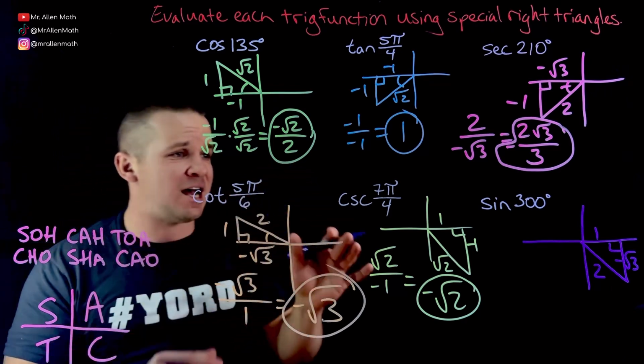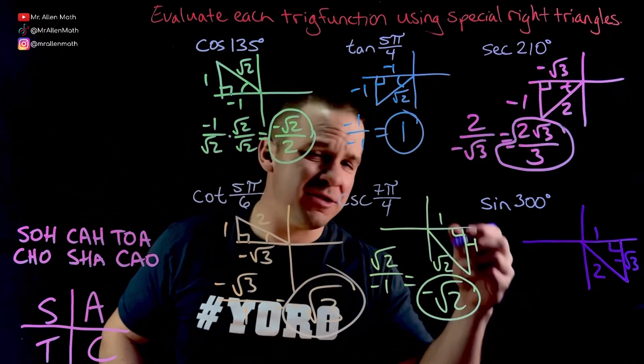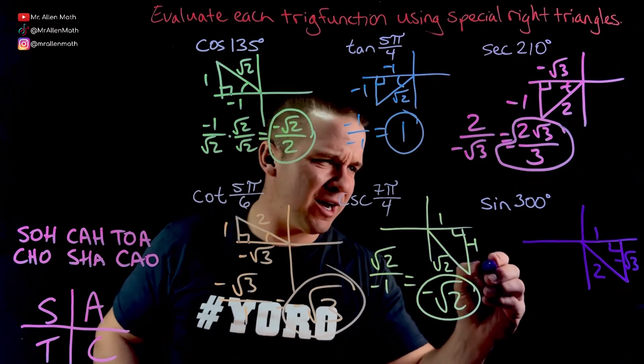Beautiful, fantastic. Sine is opposite over hypotenuse. This thing kind of rattles a bit. That's kind of annoying. I'm not going to use this one anymore.